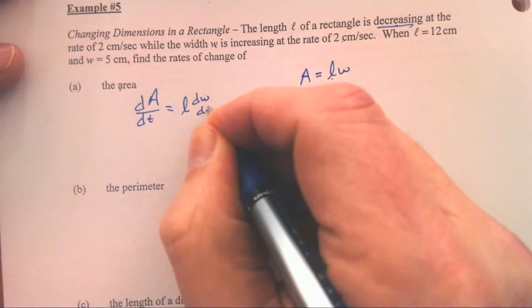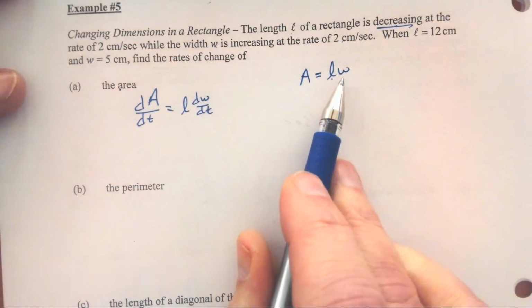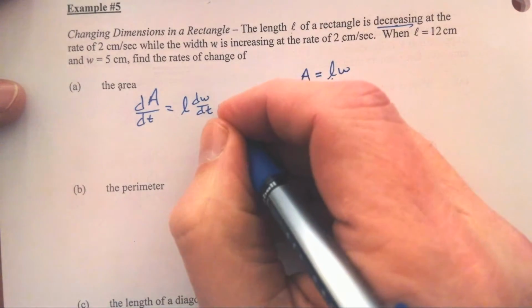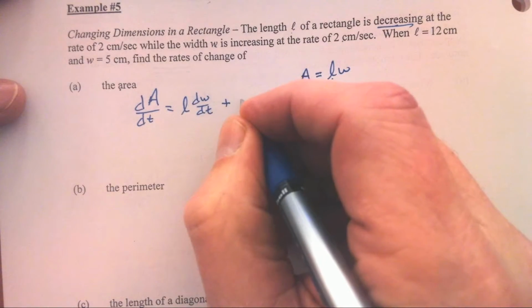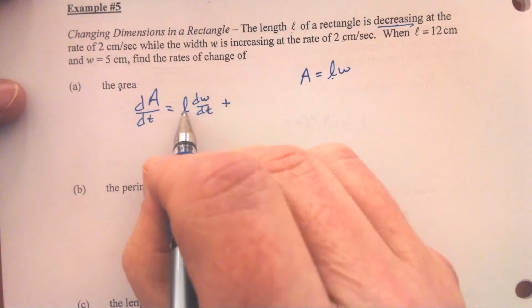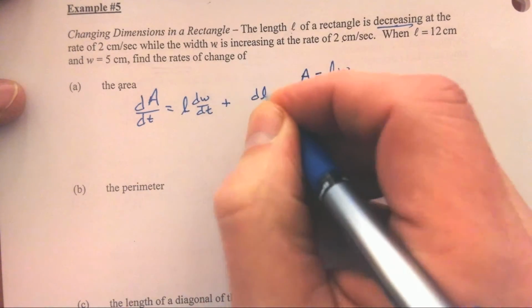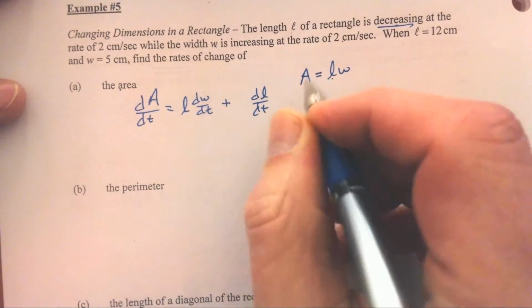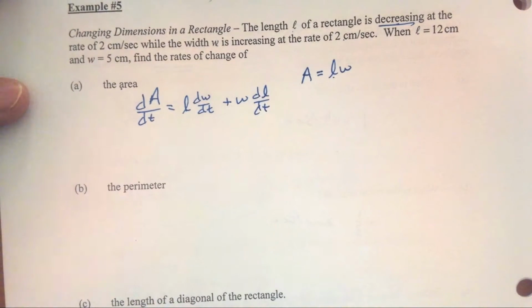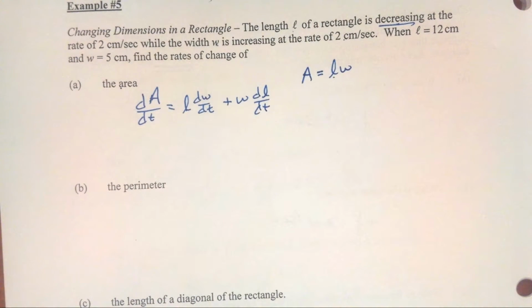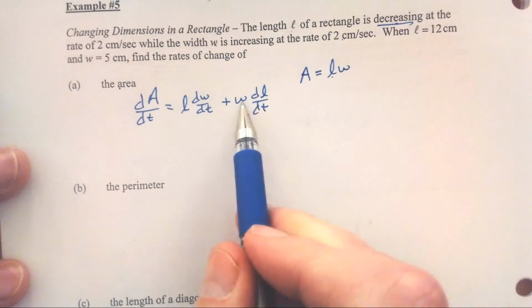dw/dt, if we were taking the derivative with respect to w, it would be 1. Look, that is first times derivative of second plus derivative of first, which is dl/dt, times just plain second, which is w. And earlier I mentioned we typically put our dl/dt's and dA/dt's and dw/dt's at the end.